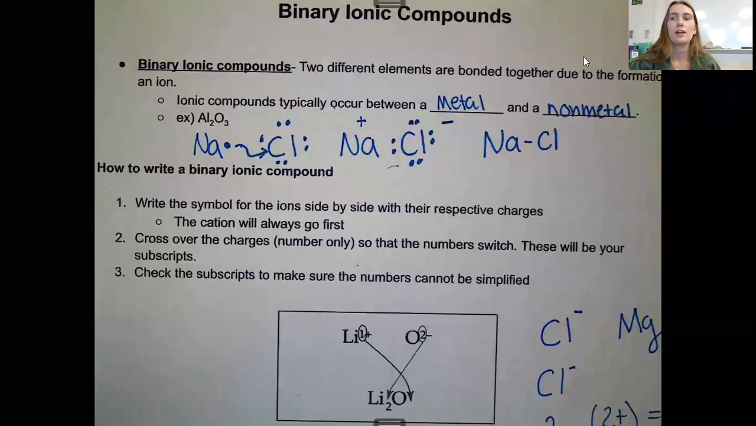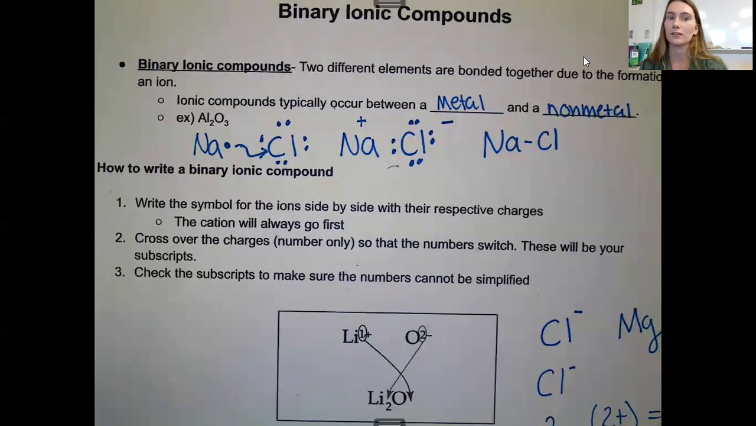Hi guys, so today we're going to talk about binary ionic compounds. Last time we talked about how we have our ions with different charges, and those charges are actually going to drive things to bond together. So a binary ionic compound is when we have two different elements bonded together due to the formation of an ion. My example here is I might have a sodium ion and a chlorine ion.